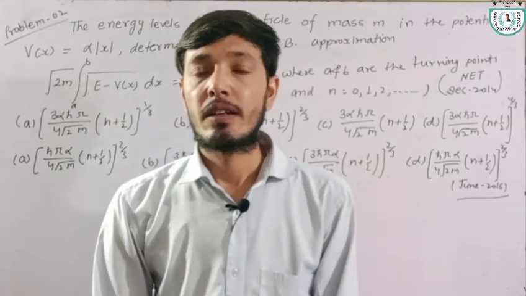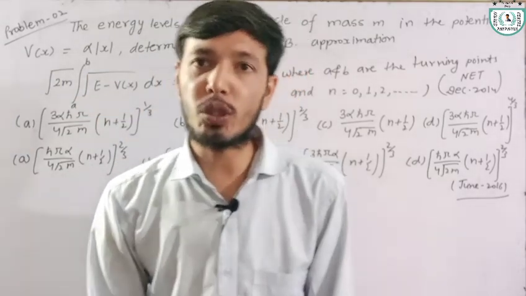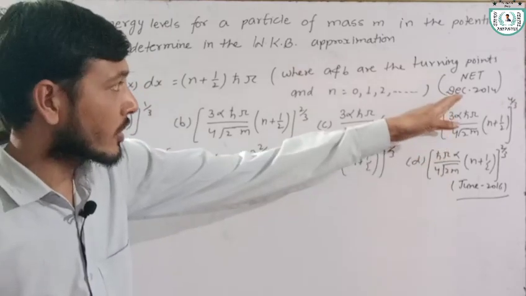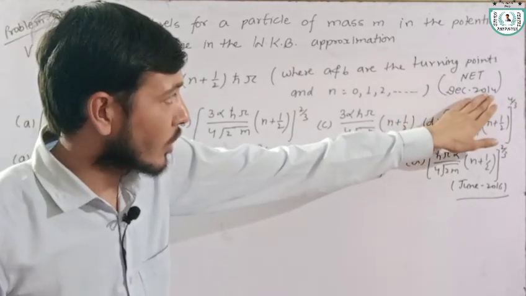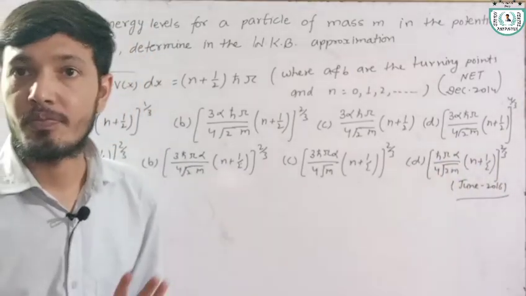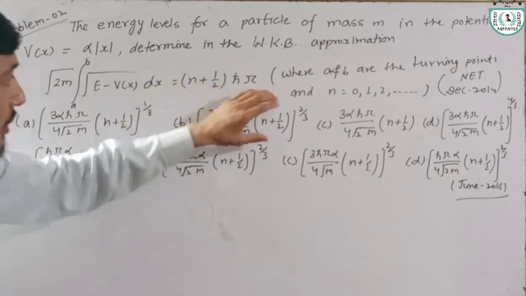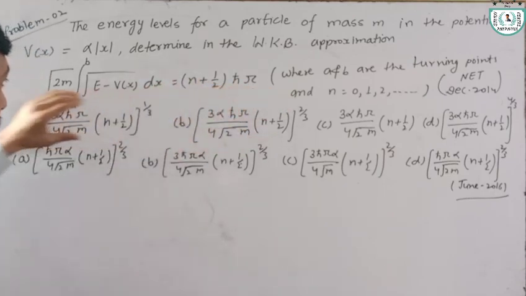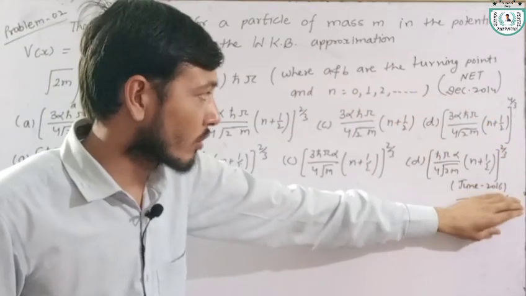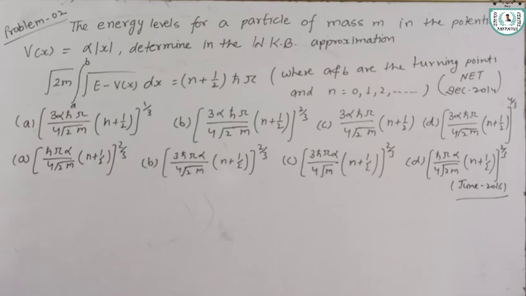Okay. Now we have second problem that is asked two times in NET. First time in December 2014 and second time in June 2016. But the options will be changed. In December 2014 the options will be given like this, and in June 2016 the options will be given like this.